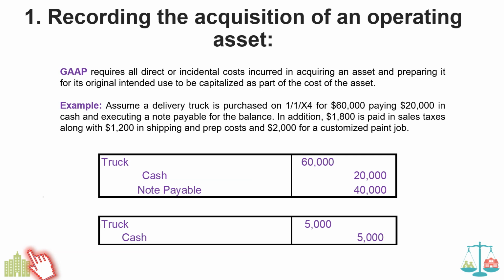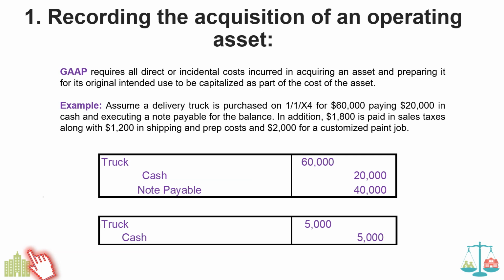Well, certainly we should debit truck for $60,000, the actual purchase price, crediting cash and note payable to reflect the outflow of cash and the incurring of an obligation or liability to be paid in the future under a note payable. But what about these other costs? This $1,800 in sales tax that we had to pay upon the purchase. And again, we pay that to the company that's selling us the delivery truck, but it ends up going to the state. So we really are incurring this cost, and the beneficiary ultimately is the state government. And what about the $1,200 in shipping and prep costs and the $2,000 for the customized paint job?